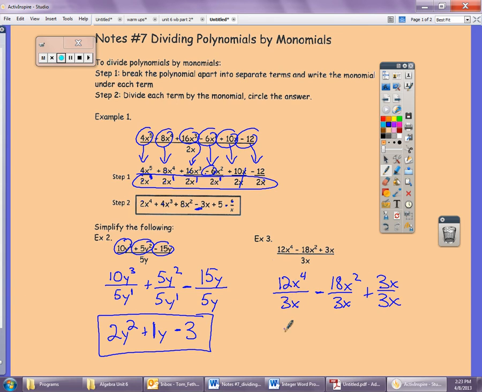12 divided by 3 is 4. Subtract your exponents. X to the third, minus 18 divided by 3 will give us 6. 2 minus 1 is 1. And then 3x divided by 3x is 1. I have to write that 1 there because that holds the 3x. So we get plus 1. I must write the plus 1.